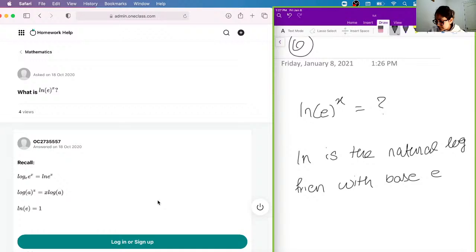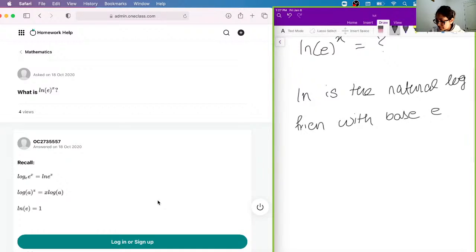Okay, so you guys recall a property of log or a formula where, let's say, you have log base e of, let's say, e to the power of x. So log base e represents ln. Okay, so you can convert this into ln, and so your x in this case is e to the power of x. So it's just going to be ln e to the power of x.